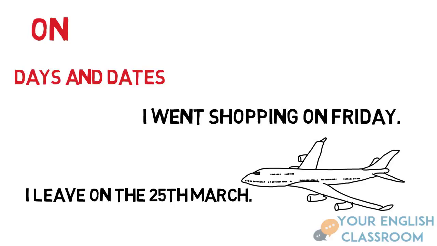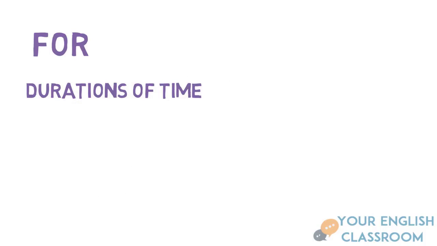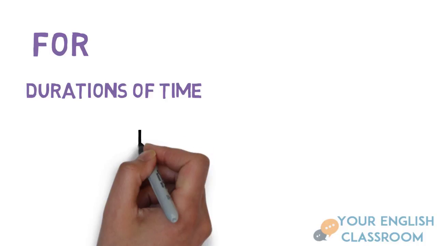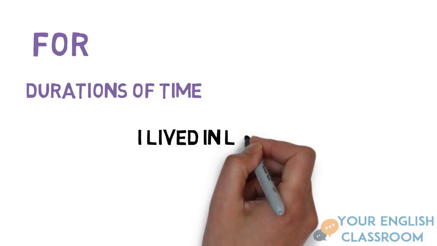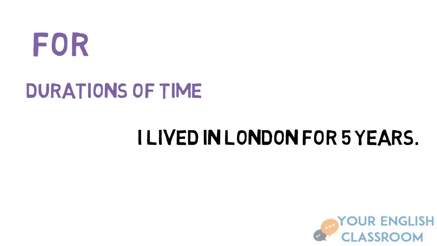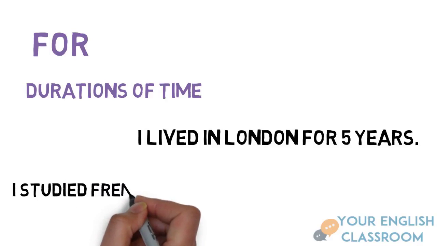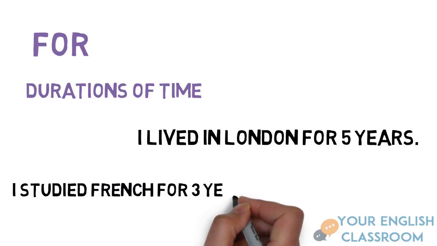Days and dates. Okay, we've also got the next preposition, which is for, and this is used for durations of time. Duration, a period of time. So, an example sentence would be, I lived in London for 5 years. Now, 5 years is a period of time. I also studied French for 3 years. So, 3 years again, guys, period of time.